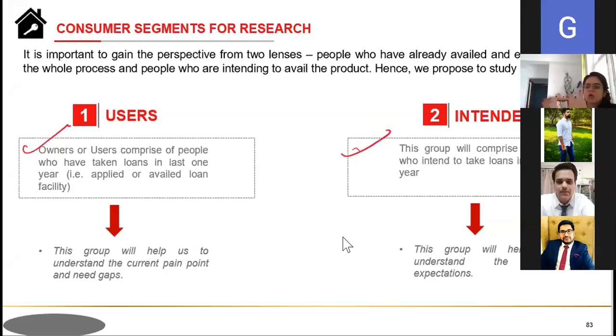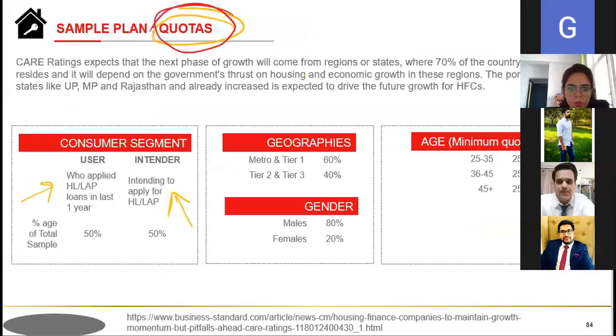Those who have already availed these facilities know what the pain points are. And intenders can tell other things, such as what need gaps they are feeling, and whether they are getting proper information or not. So these were the two sets of segments.